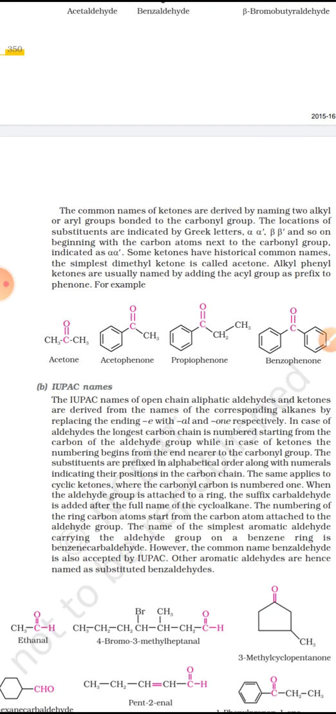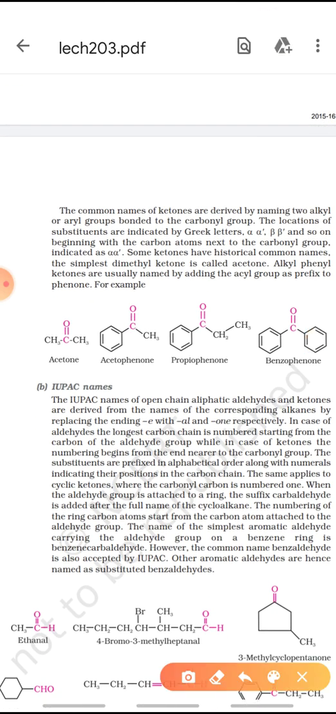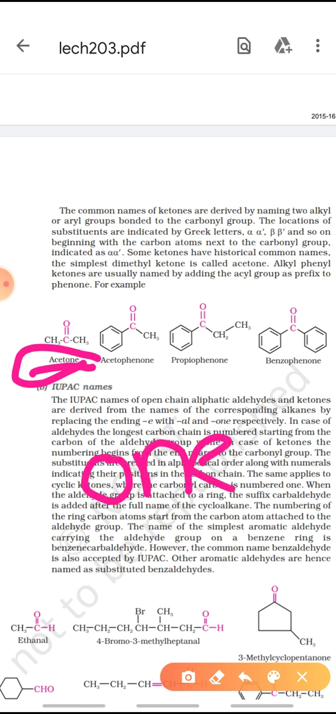Now children, coming to the ketones, the simplest ketone is that which contains 3 carbon atoms. Why? Because in case of ketone, it is a condition that on both the sides of the carbonyl group there should be an alkyl group. So the simplest ketone will be propan-one, commonly called acetone. Why propane? Because 3 carbon atoms are there and the suffix for the ketonic group is -one.